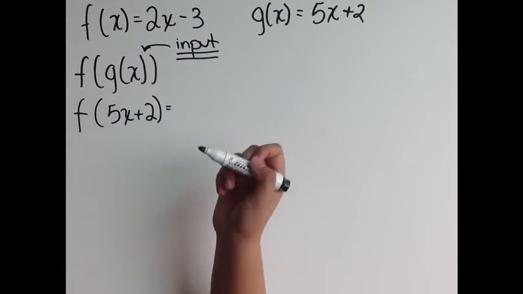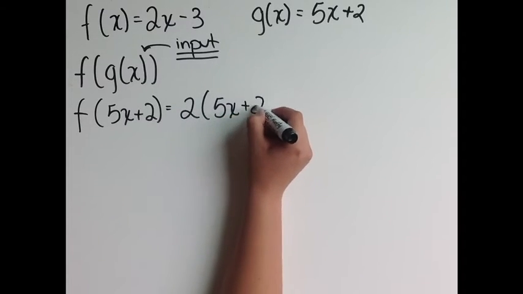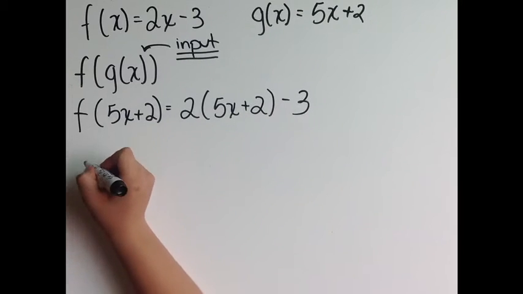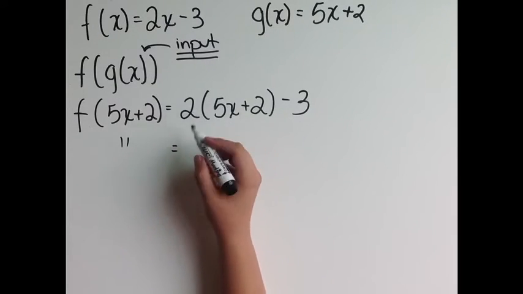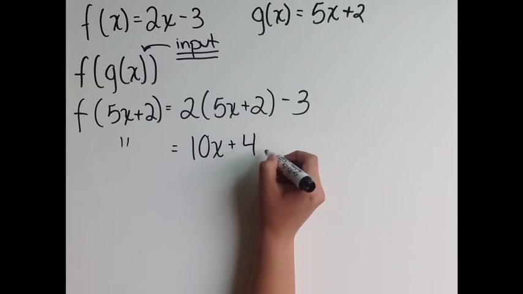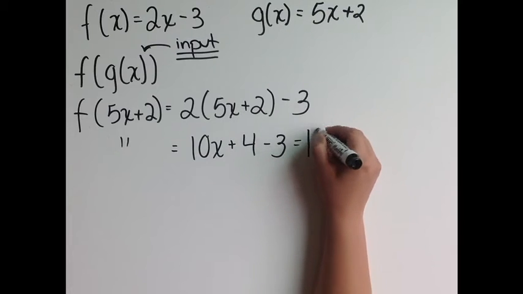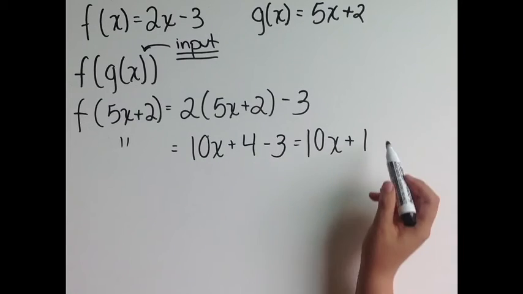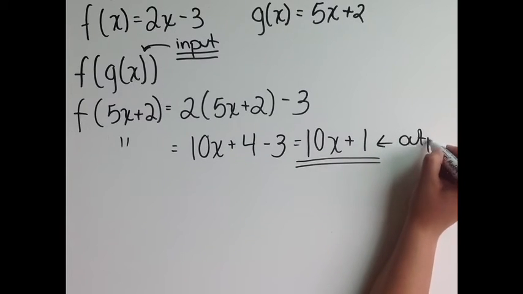Now we need to substitute the value in f of x. So it is going to be 2 times 5x plus 2 minus 3. We want to simplify our function, so we will multiply the values. 2 times 5x, 10x, plus 2 times 2, 4, minus 3. And we will simplify it another time. 10x, 4 minus 3, plus 1. So our final result is 10x plus 1. This is called output.